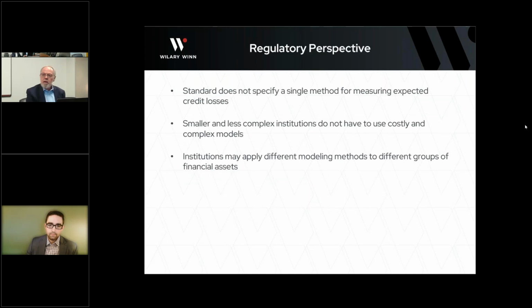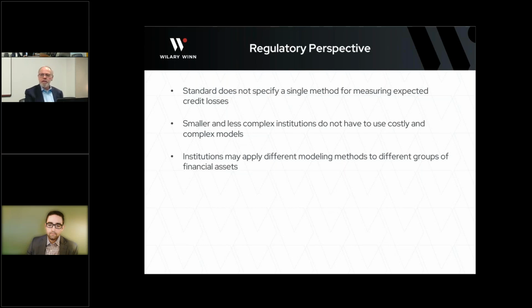Okay. The standard does not specify a single method for measuring expected credit losses. Smaller and less complex institutions do not have to use costly and complex models, and institutions may apply different modeling methods to different groups of financial assets, and we see that a lot. Now, this regulatory perspective is from the interagency advisory that was released right when CECL became effective.